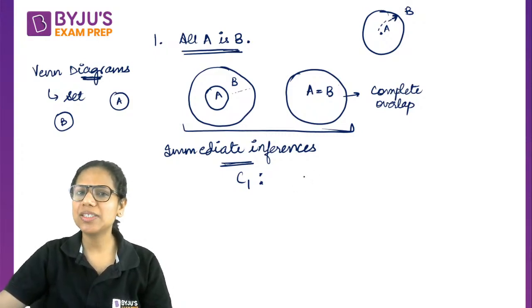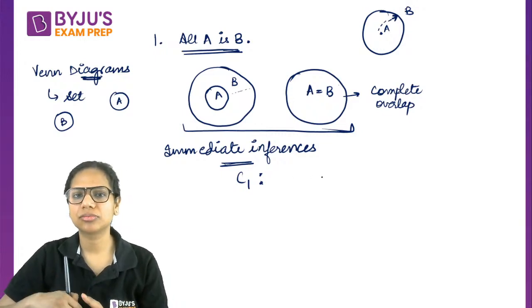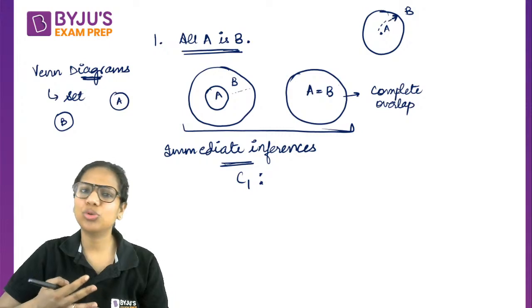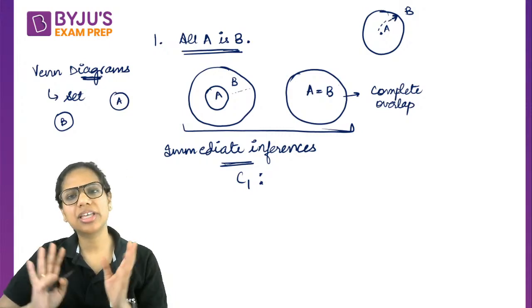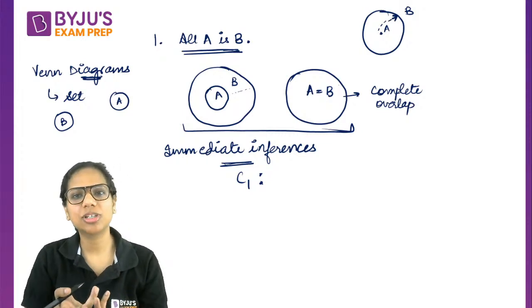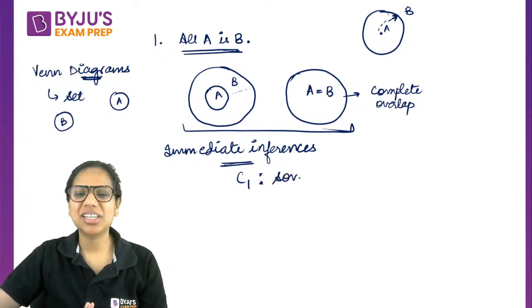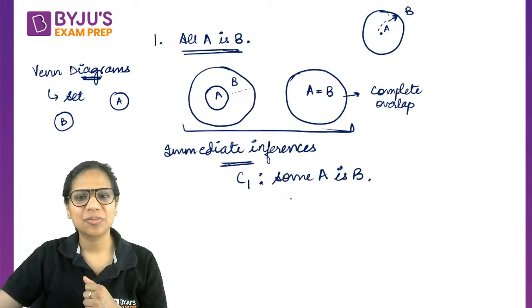Can I say some A's B? You go to a park and all trees there are green. If you look at just some of them, they will also be green, right? So some A's B is true. Yes. And similarly, some B's A is also true.